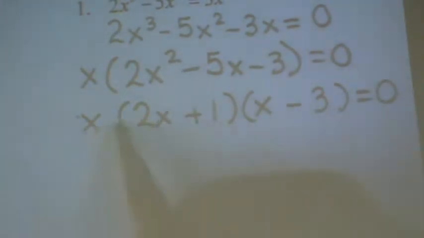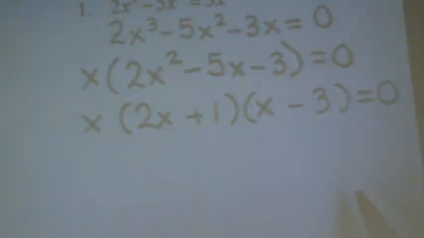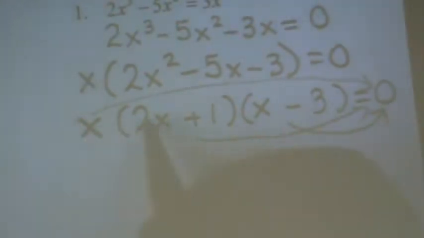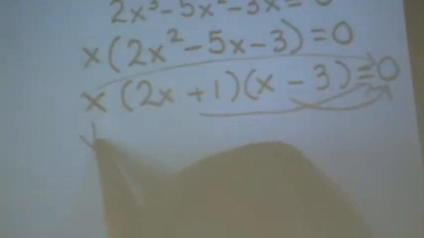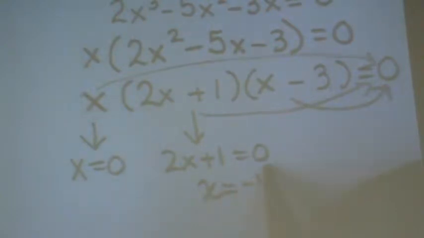Now I need to bring this down. Check this out. It's broken up into 3 pieces. There are 3 zeros in this problem. For every variable, you will have a 0. So what you do is you set each of these equal to 0 and solve. So what are my 3 answers? What's this answer? x equals 0. Negative 1/2: if 2x plus 1 equals 0, we subtract 1 and divide by 2, so x is negative 1/2. And this is x equals 3.